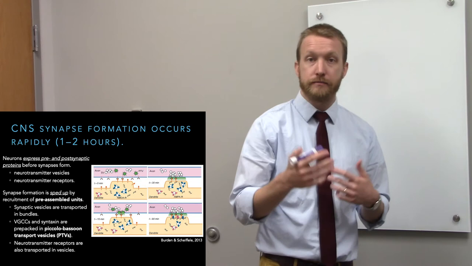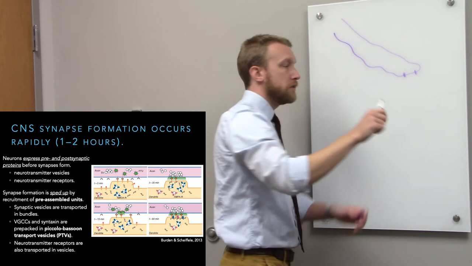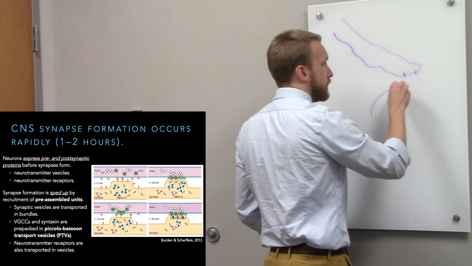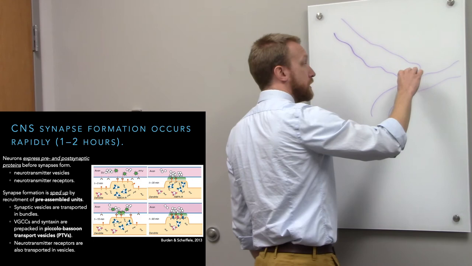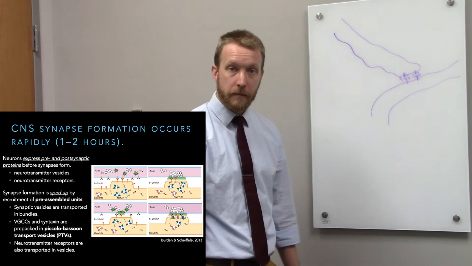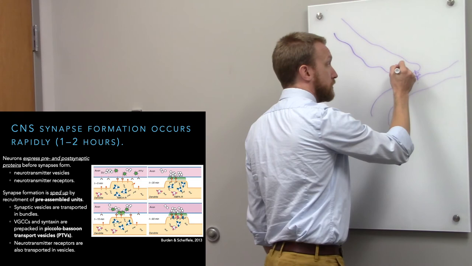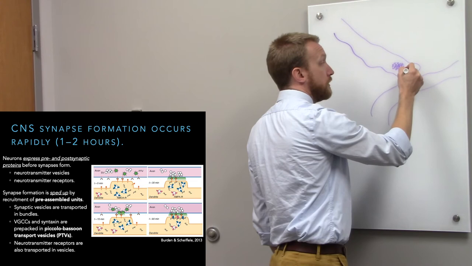So let's say we have ourselves a developing axon here. Of course, it has cell adhesion molecules that are touching, seeing, is this a dendrite? Have I found my target yet? And let's say we have a little developing dendrite here that has the appropriate cell adhesion molecule. So when they contact one another, that signals to the pre- and postsynaptic sites that we found ourselves a synapse. When that occurs, we bring in these pre-assembled units. So we'll have big old bundles of synaptic vesicles that are all kind of tethered together, like a float in a parade or something like that. Those get brought on down.